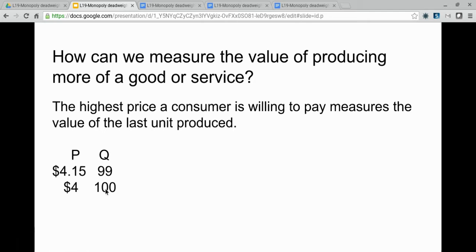A rational consumer would pay $4 for a ton of steel if the value was greater than $4, but would not pay $4 if the value was less than $4.